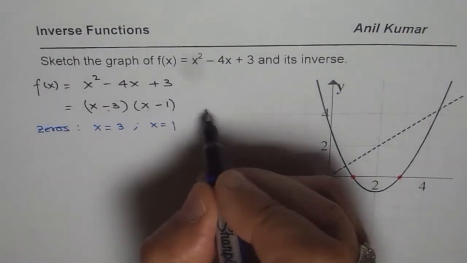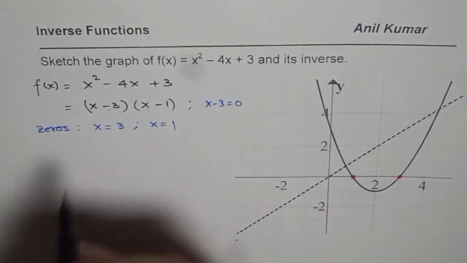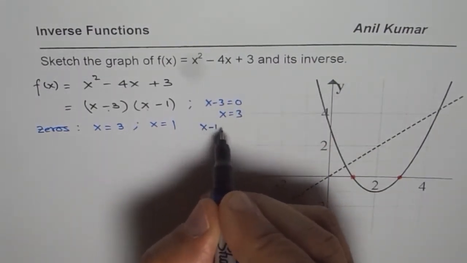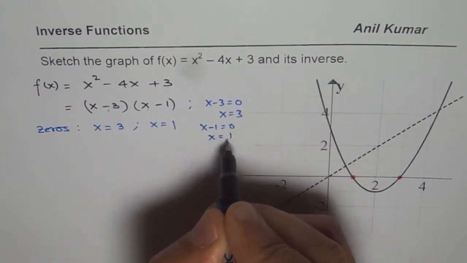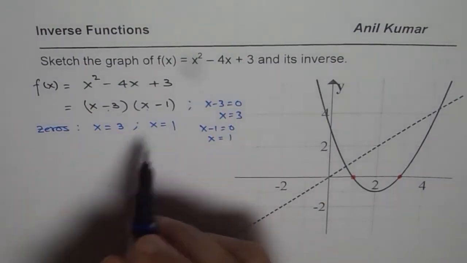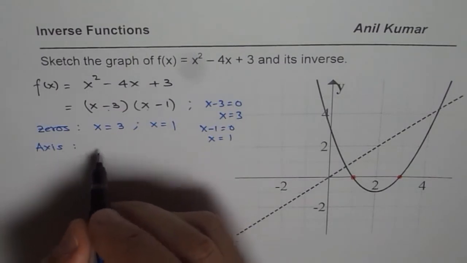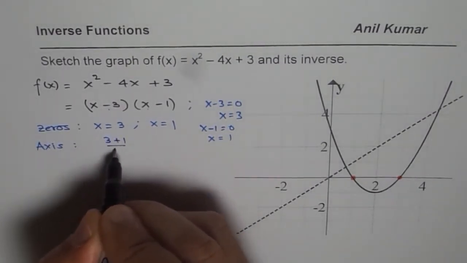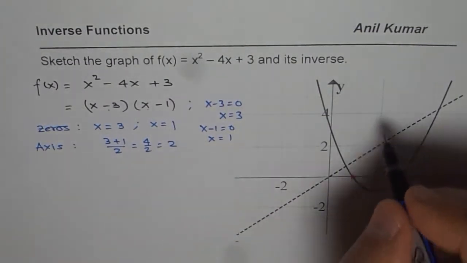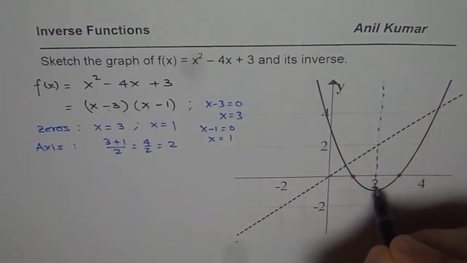We get these zeros by equating each factor to 0. Let x minus 3 equal 0, and that gives us the first zero, x equals 3. Then let x minus 1 equal 0, and that gives the second zero, x equals 1. Now to find the vertex, it should be on the axis. The axis is always midway between the two zeros, so the axis will be at 3 plus 1 divided by 2, which is 4 divided by 2 equals 2. As you can see, the axis is at 2.